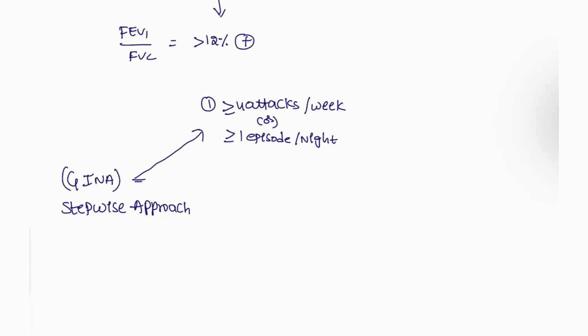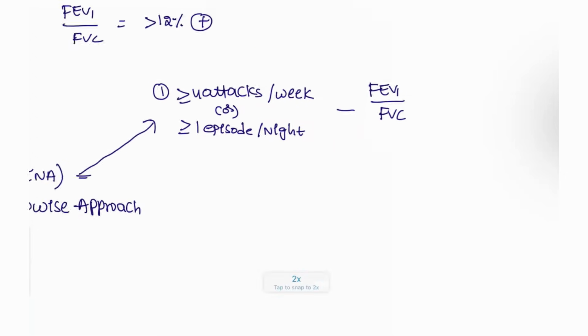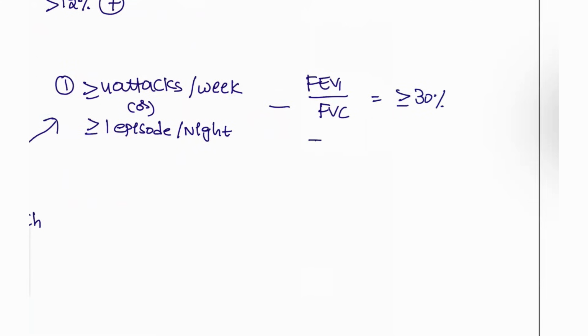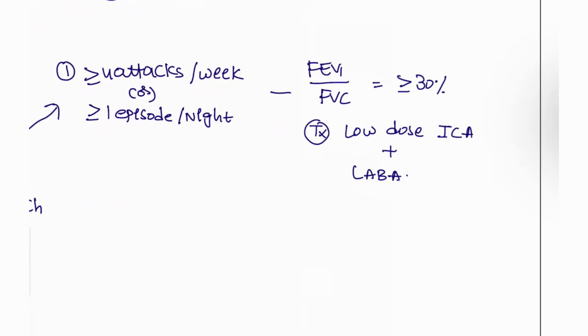Okay, to choose the treatment for this patient, what is the next test? You are going to conduct the FEV1 by FVC. And if in the FEV1 by FVC you have seen the improvement more than or equal to 30%, then the treatment will be a low dose of inhaled corticosteroids, along with long-acting beta agents. Okay, long-acting beta agents that you are going to give for this patient.